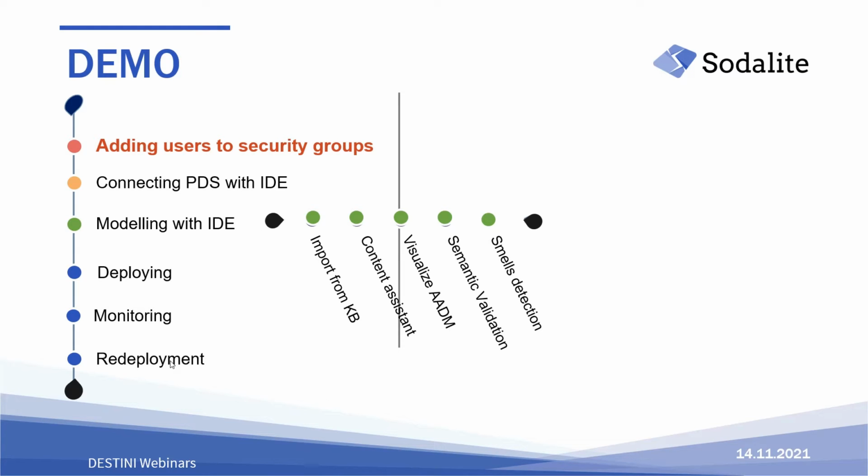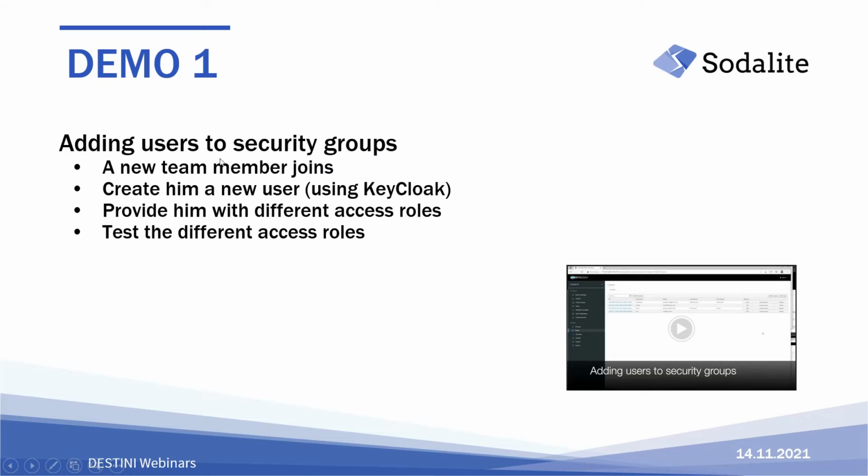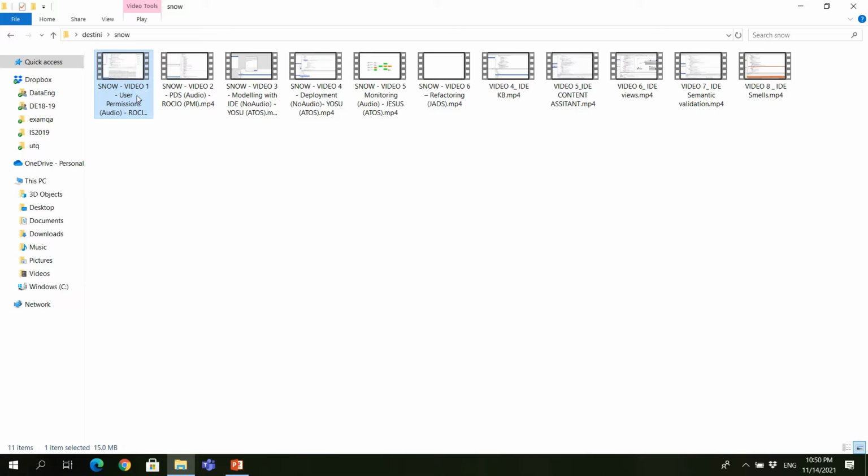Let's start with the first one. A new team member joins an existing user group, and here we show how to use Keycloak to create a new user and assign different roles to him. This demo is from one of my colleagues from Politecnico, Rocio.